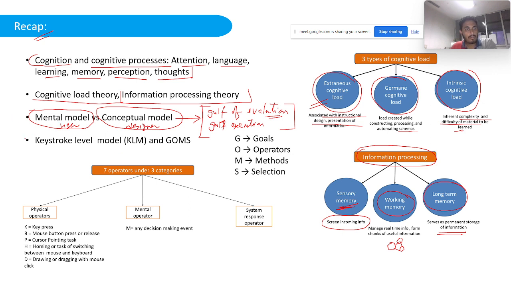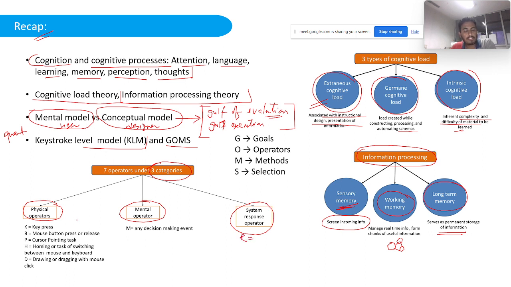Then we discussed two quantitative ways of identifying cognitive load as well as cognitive processes. One was the keystroke level model, which is also known as the KLM model. The other one is GOMS. So KLM stands for keystroke level model, and it tries to define 7 operators under 3 categories. The categories were physical operators, mental operators, as well as system response operators. This is defined by R.